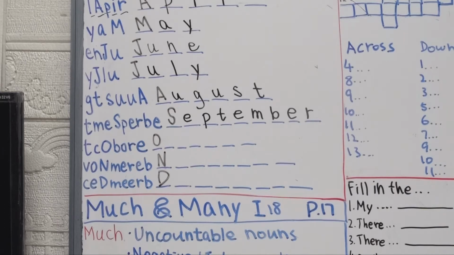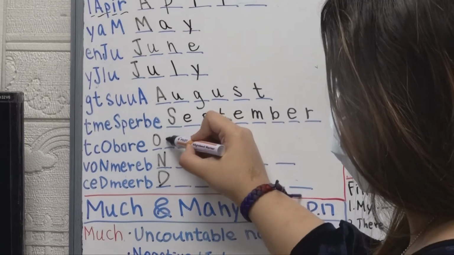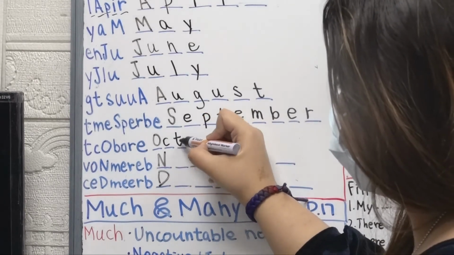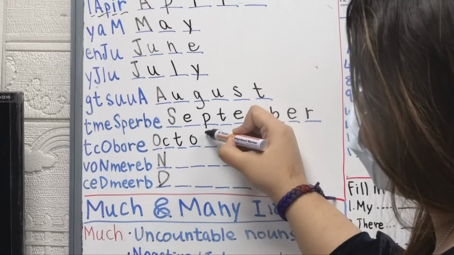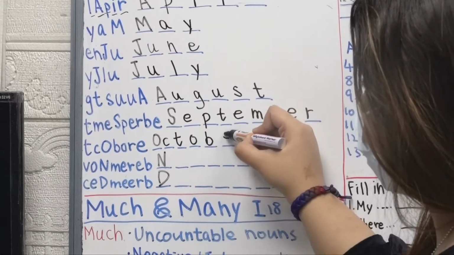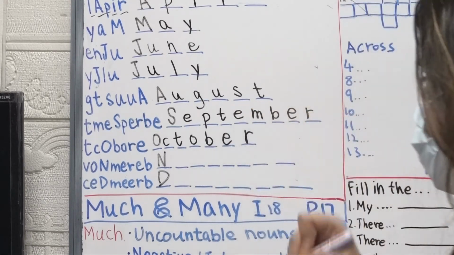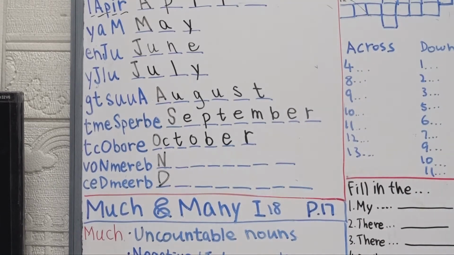How do we spell that? October. That is O, C, T, O, B, E, R. Okay, October. The next one is November. Good job, November. The month after October is November, the 11th month of the year, right?